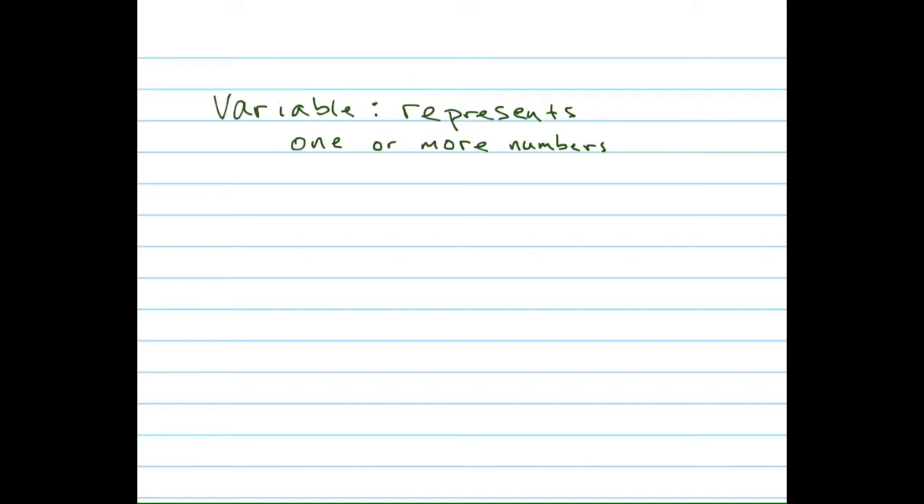Now, we can combine letters and numbers, variables and numbers, with any operation we want. Addition, subtraction, multiplication, division, exponents, radicals, however we want to put them together. Today what we're going to be looking at is how to evaluate expressions. And the way we evaluate expressions is very simple. We take the value that we're given for the variable and plug it in and simplify.